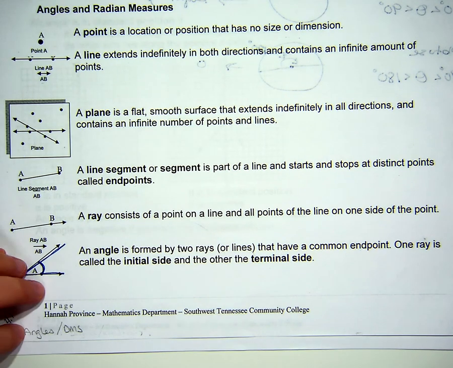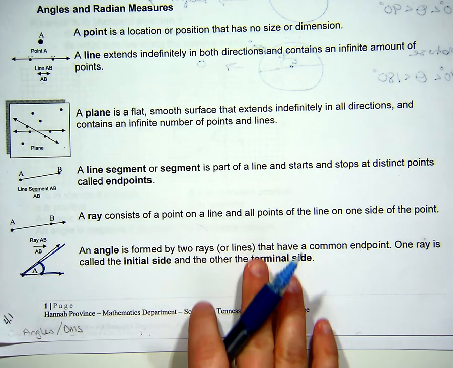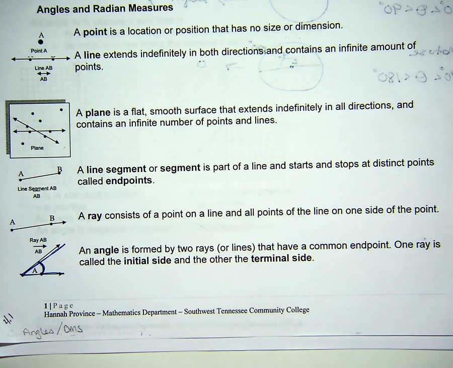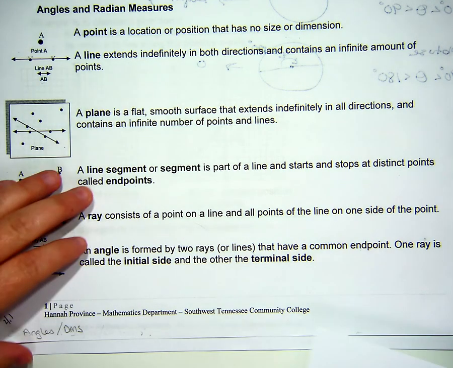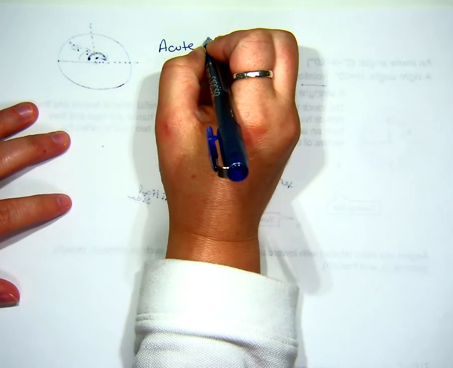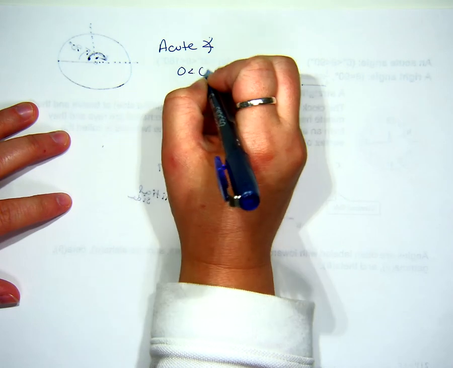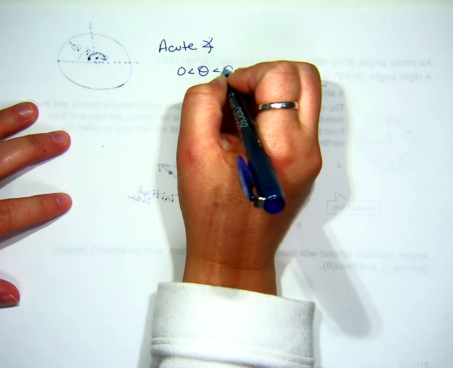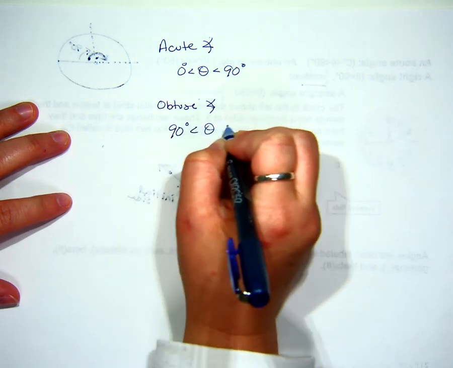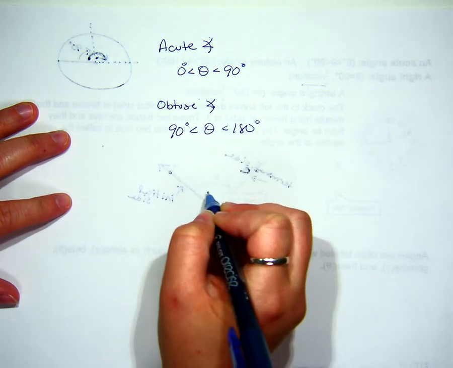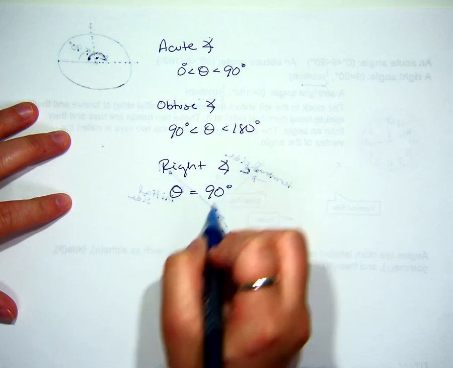Let's talk about the different types of angles that we can have. For example, we can have an acute angle, which is between 0 and 90 degrees. We can have an obtuse angle, which is between 90 and 180 degrees. We can have a right angle, which is exactly 90 degrees.